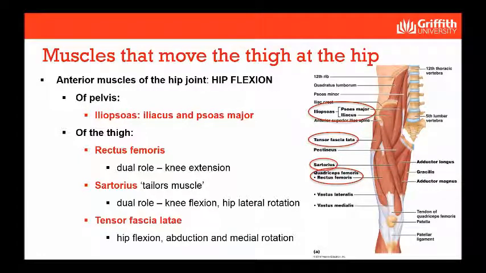Tensor fasciae latae is a smaller muscle arising from the anterior iliac crest and inserting into the iliotibial tract on the lateral thigh. It assists in flexing, abducting, and rotating the thigh medially.